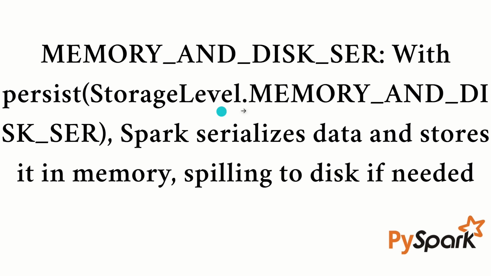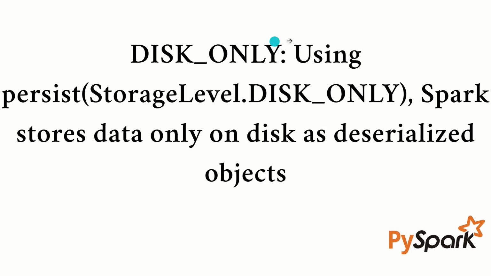With persist storage level dot memory and disk SER, Spark serializes data and stores it in memory, spilling to disk if needed. Means the same concept. Memory and disk means first go to the memory, then go to the disk. But the only difference is we have a serialized thing available. Disk only, as the name suggests, Spark stores only on disk as a serialized object. Deserialize is the opposite. Deserialize meaning is converting the byte stream back to Java objects.